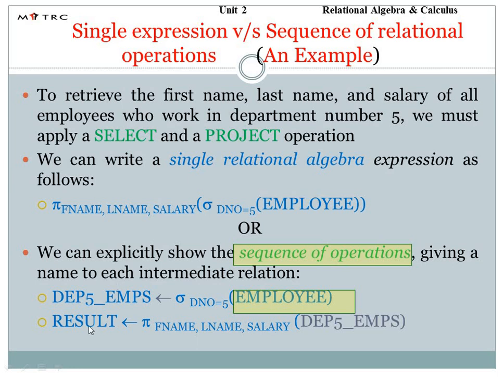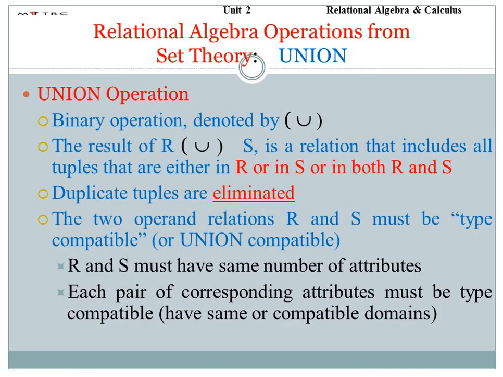So you have seen one single expression versus a sequence of operations. In the single expression, we have this expression. In the multiple operations, we have two steps for the same single operation that we have seen. So this comparison gives us an idea of how we write the two approaches. Now we come to the first operation from set theory. We are going to discuss the relational algebra operations from set theory, and the first operation is the union.